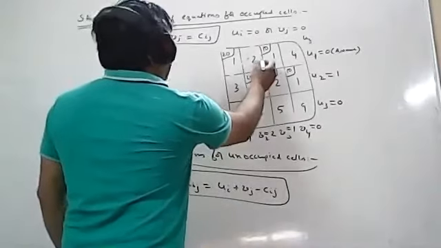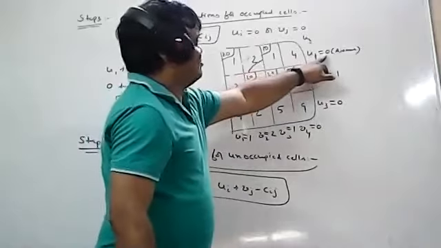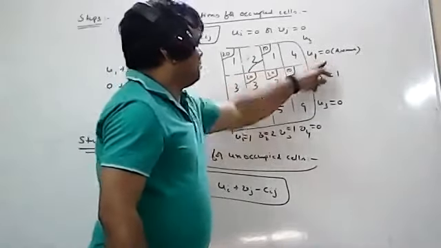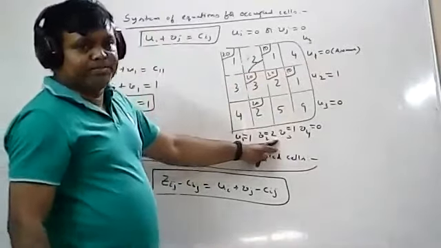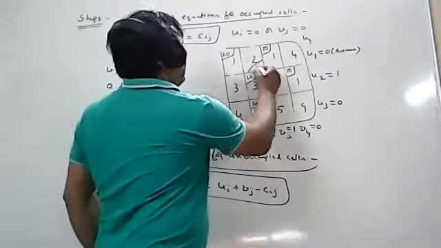This is occupied, ignore. Unoccupied means you can apply the formula. Apply the formula means the corresponding row value is 0, the corresponding column value 0 plus 2. 0 plus 2 is 2. Okay. 2 minus cost value, 2 minus 2. 2 minus 2 is 0.